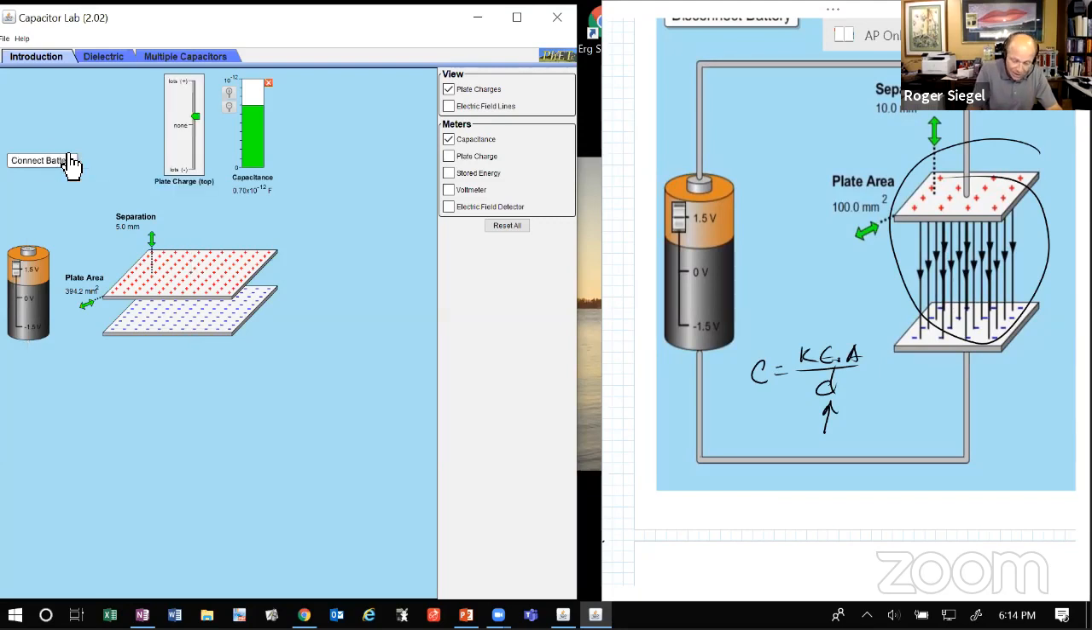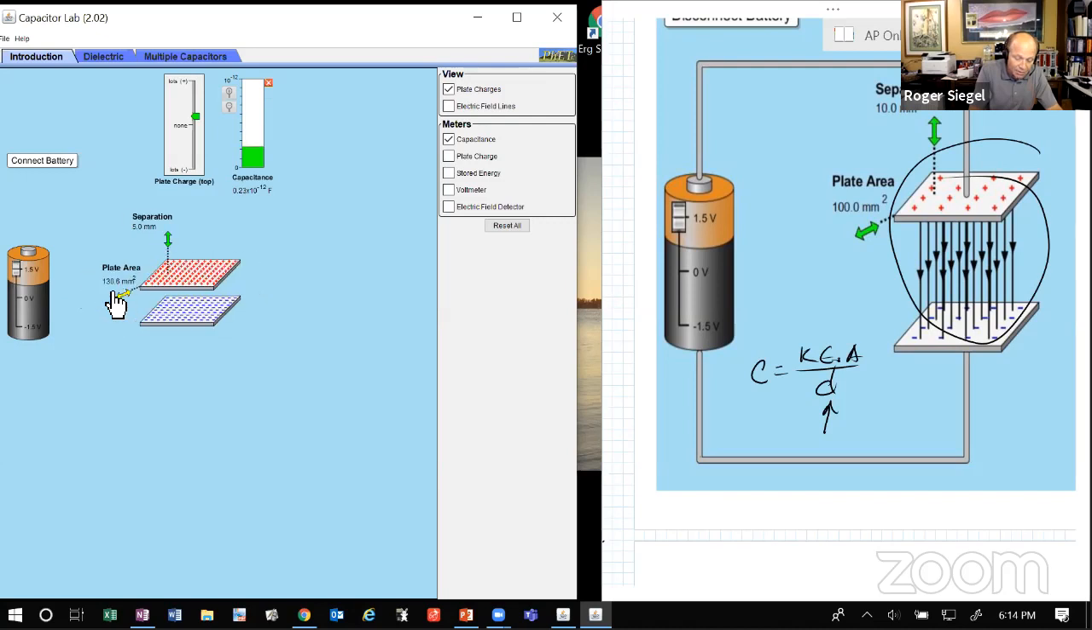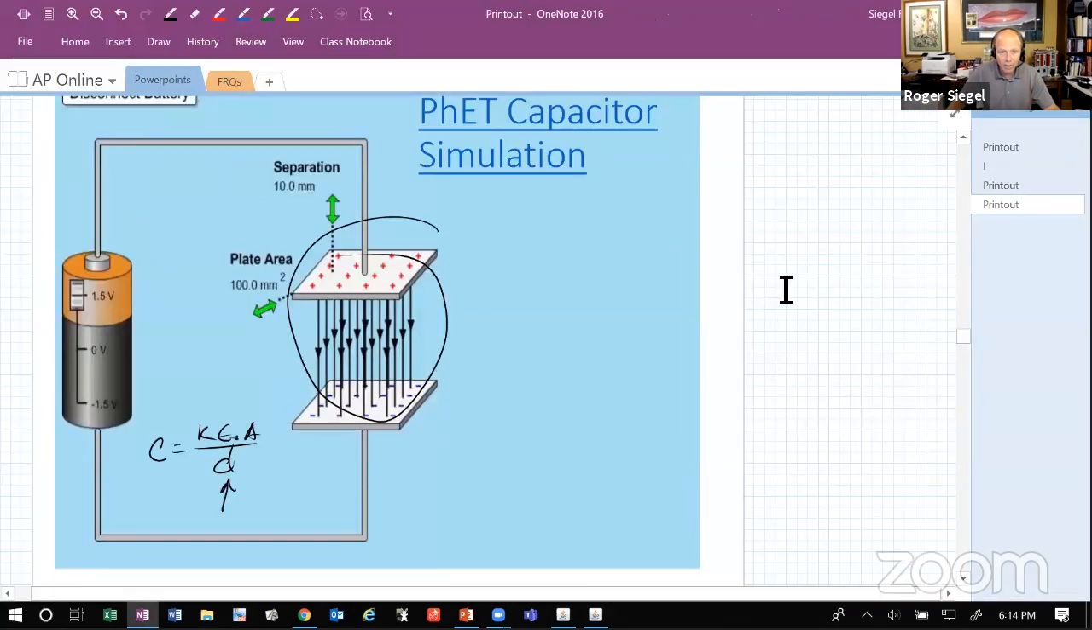But if I disconnect it, now I've stranded the charge on there. Now the voltage can change and the charge cannot. And that's something that you'll be looking at in a little bit. We'll look at it with some of our problems tonight.